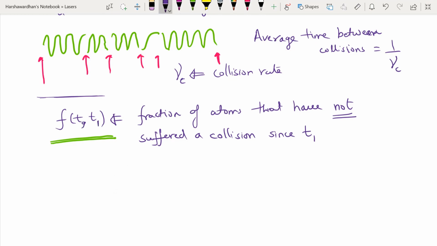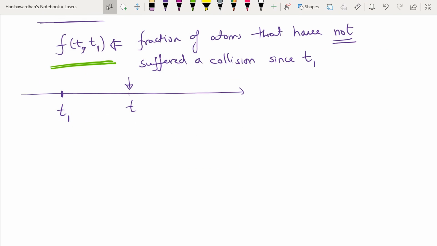So this is my evolution of the time. T1 was the last time instant where atoms suffered a collision, certainly. And I'm looking at another time t, and I'm asking at this time t, what is the fraction of atoms which have not suffered a collision between this time t1 to t? This fraction is what I want to obtain.